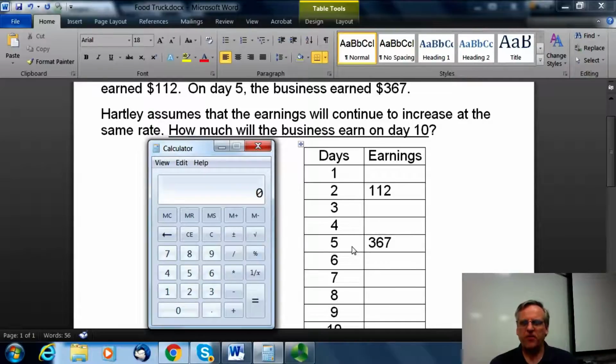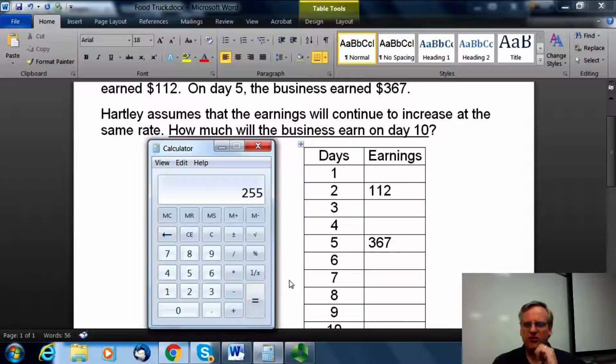So let's see, first thing to know would be our difference between day 5 and day 2. We've got 367 minus 112, and that gives us 255. So we know between those two, there's a difference of $255 between day 2 and day 5. Well, how many days are between day 2 and day 5? Let's see, day 2 to 3 is 1, day 3 to 4 is 2, day 4 to 5 is 3. So it looks like there's 3 days difference.